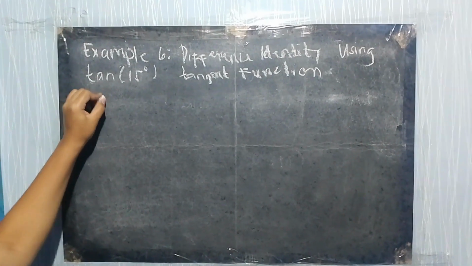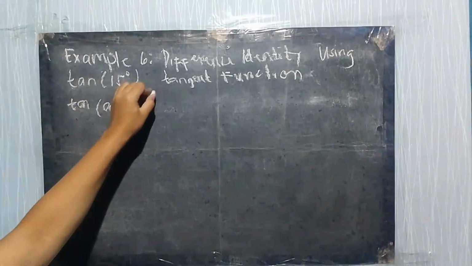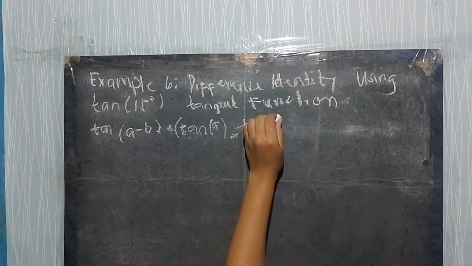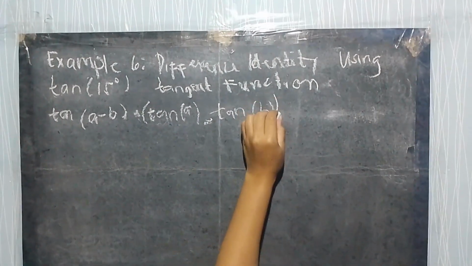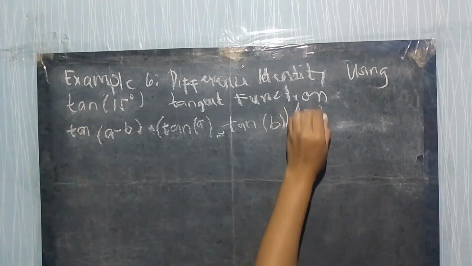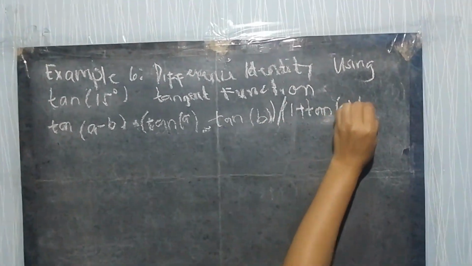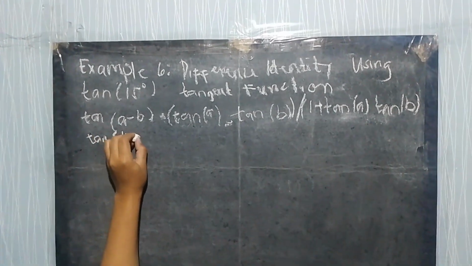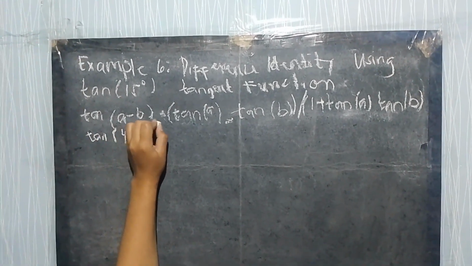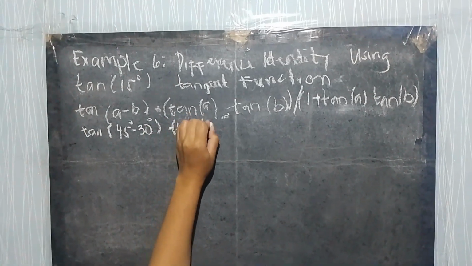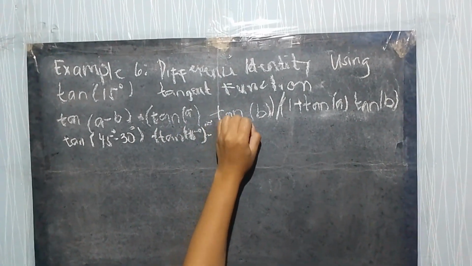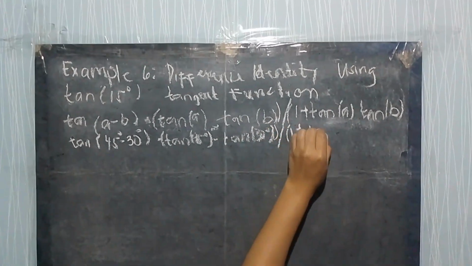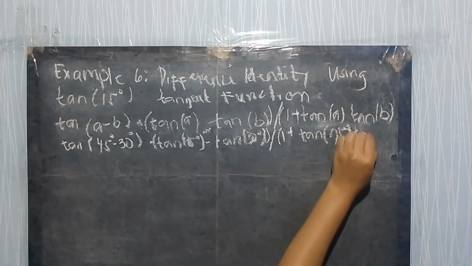Difference identity using the tangent function. Let's say we want to evaluate tangent 15 degrees, which is the same as tangent of 45 minus 30 degrees. So the equation is tangent of A minus B is equal to tangent A minus tangent B divided by 1 plus tangent A tangent B. So tangent of 45 minus 30 is equal to tangent 45 minus tangent 30 divided by 1 plus tangent 45 tangent 30. Tangent 45 is equal to 1, minus tangent 30 is equal to 1 over square root of 3.